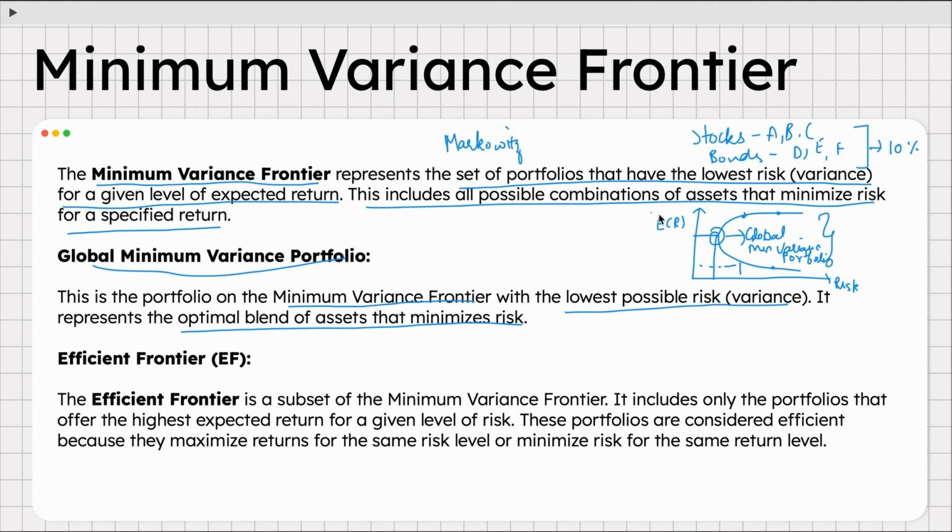So I hope this is clear. Okay, now coming to efficient frontier. It is a subset of minimum variance frontier. So let me ask you a simple question.